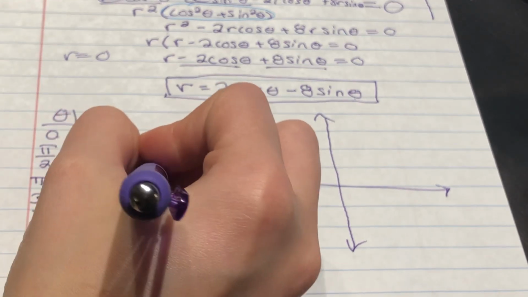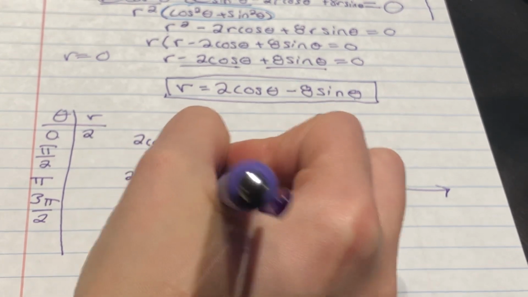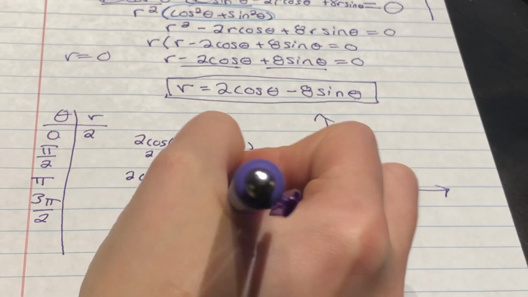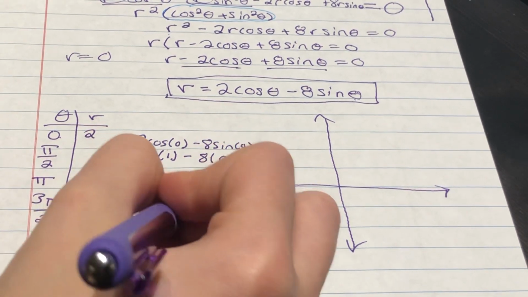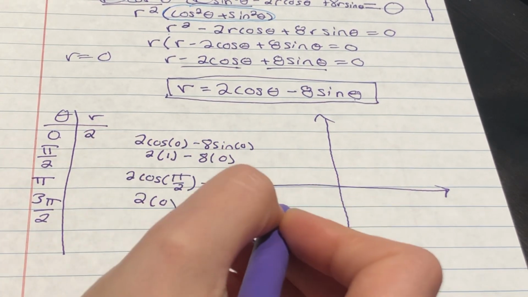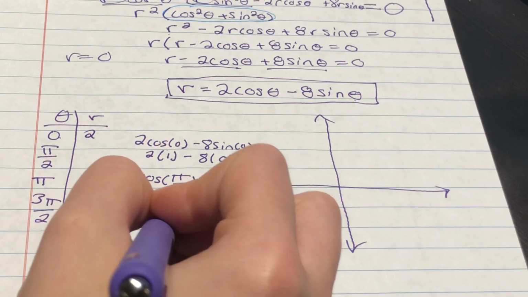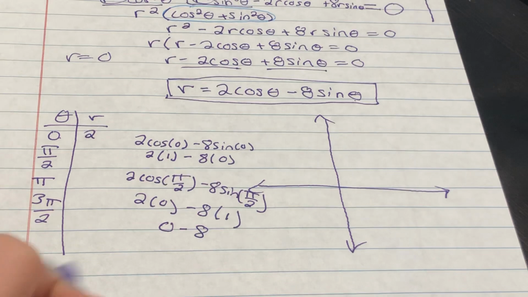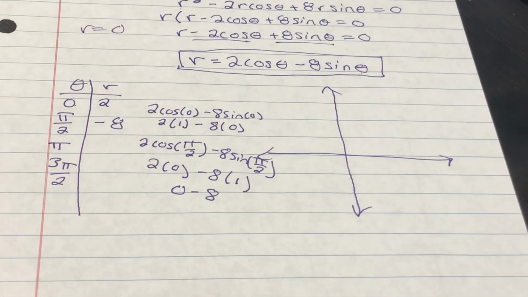Same thing with pi over 2. I'm going to do 2 cosine pi over 2 minus 8 sine of pi over 2. Cosine of pi over 2 is 0. Sine of pi over 2 is 1. So I'll get 0 minus 8, which is negative 8. So I'm just plugging in values.